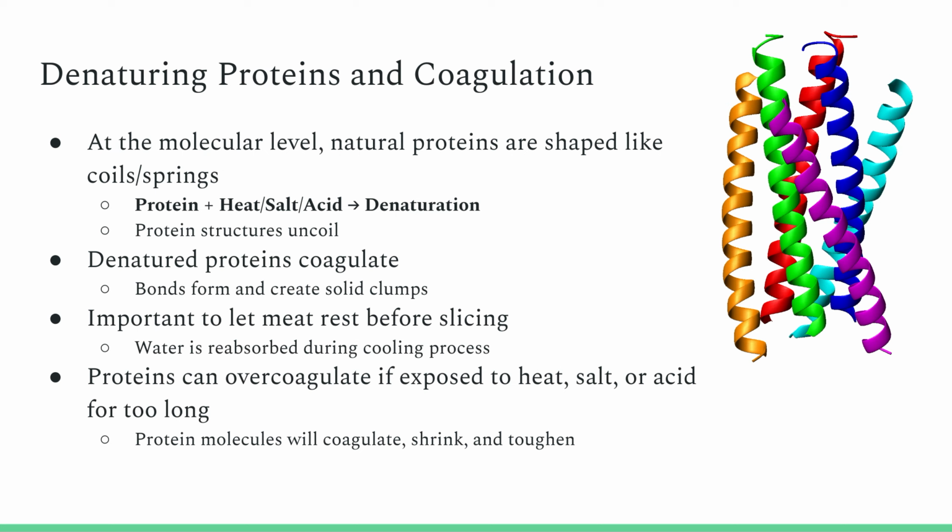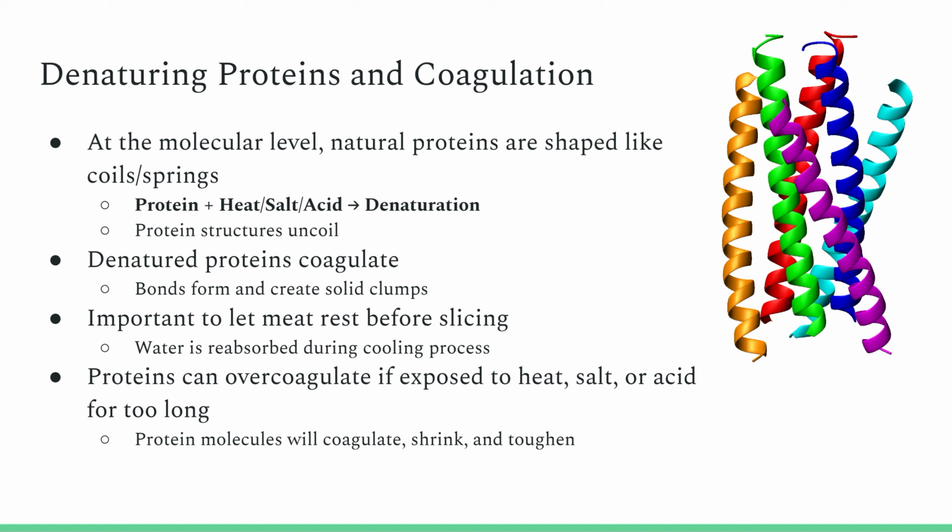Denaturing proteins and coagulation. So, at the molecular level, natural proteins are shaped like coils or springs. But if you combine a protein with heat, salt, or acid, you will start to denature the proteins. And this just means that the protein structures are uncoiling. And when you have denatured proteins sitting, they tend to coagulate. They tend to form bonds with each other. And then that actually creates a solid lump. And that's why you can feel cooked meats becoming more firm the longer you cook them.